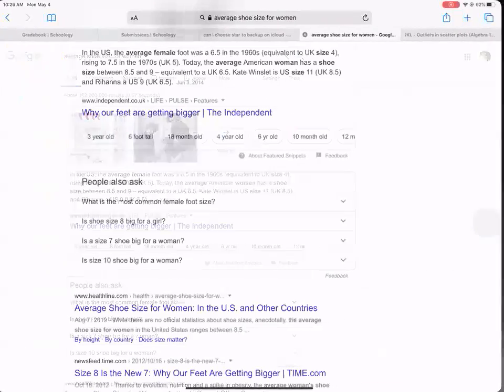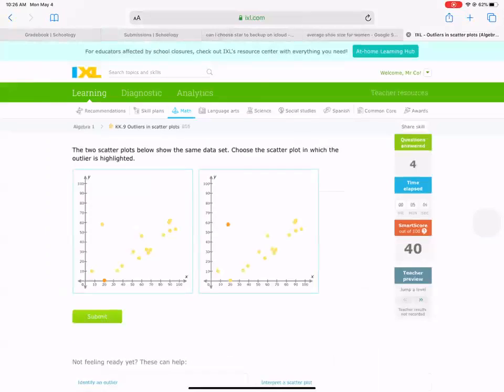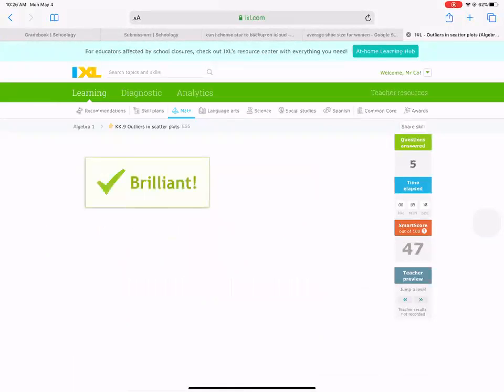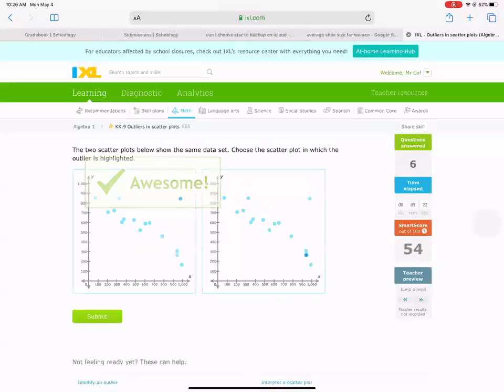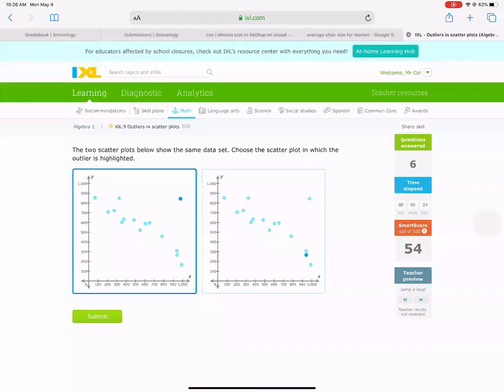Okay. All right. So these are your 3 assignments for IXL this week. We're just going to go ahead and click the outlier. This will be pretty fast. Brilliant. The outlier is the right picture and the top picture, the left picture.